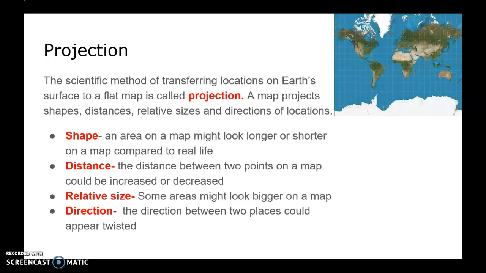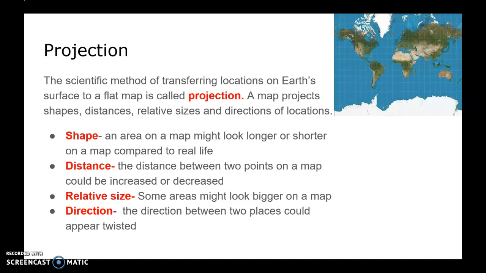When we look at projection, we're looking at Earth's surface being transferred to a flat map. Now, when that happens, however, you're going to lose some authenticity to what Earth actually looks like. And so you're going to see distortion on several levels. You're going to see distortion when it comes to shape, when it comes to distance, when it comes to relative size, and when it comes to direction of locations.